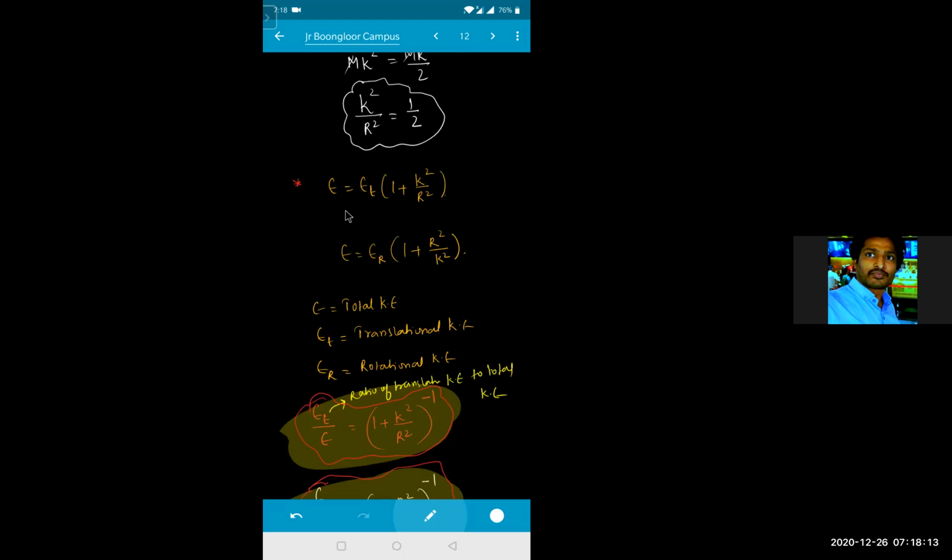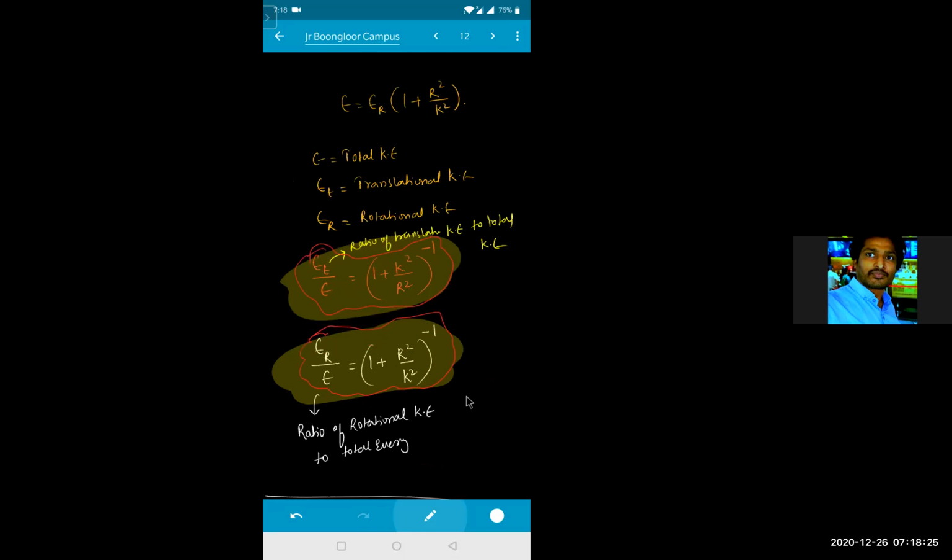So that is known as the ratio of translational kinetic energy to the total kinetic energy. If he is asking the ratio of translational kinetic energy to the total kinetic energy, then it is E_T by E. Now, if I am asking the ratio of rotational kinetic energy to total energy, that means E_R by E, that will be equal to 1 plus r square by k square to the power of -1.